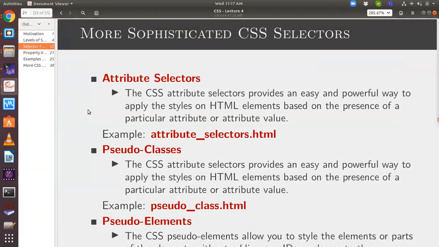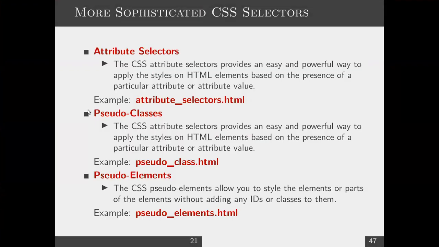Okay, let's look at some other selectors. These are somewhat sophisticated selectors. What we call attribute selectors, and we all know what attributes are. So if I have a tag like input, I can set type submit. That would be for a button. I can set type text. That would be for a text field.